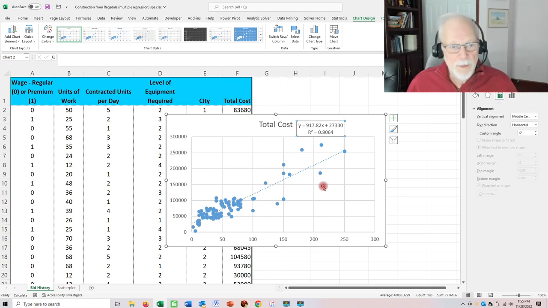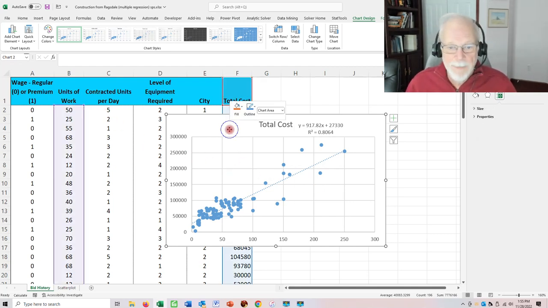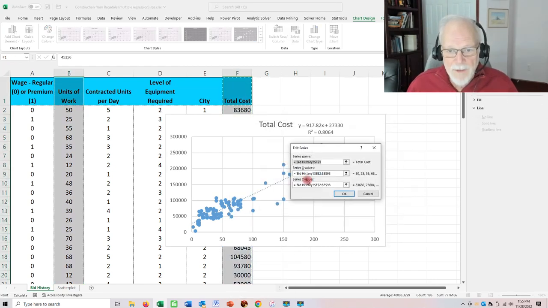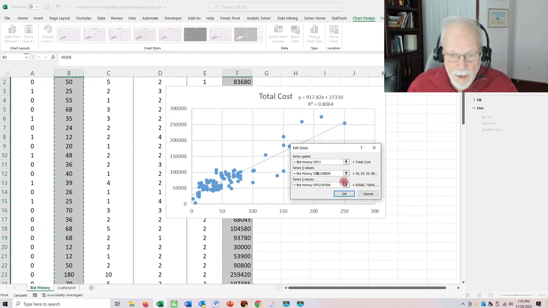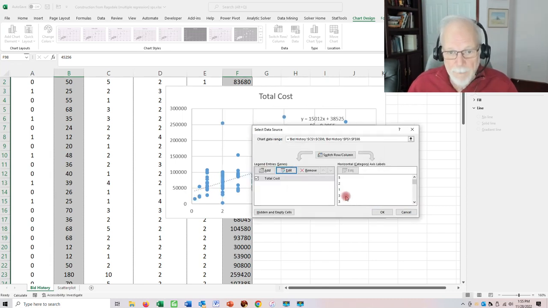But how about other variables? For example, the number of contracted units per day. Let's look at that. I'll use the same graph here. I'll simply say that in selecting my data, instead of having my input values being in column B, I'll have my input values being in column C, like this. What's that one look like?